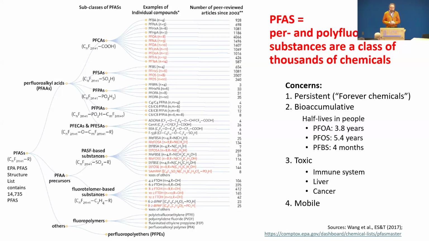And we're concerned about PFAS for a number of reasons. Many PFAS are persistent, and that gave them the moniker of forever chemicals. Some PFAS are bioaccumulative, and so half-lives in people can be quite long, on the order of months to years. Many PFAS have been shown to be toxic, including to the immune system, the liver, and also causing cancer. Another concern is that a number of PFAS are highly mobile, so we find them throughout the world, even in very remote regions.